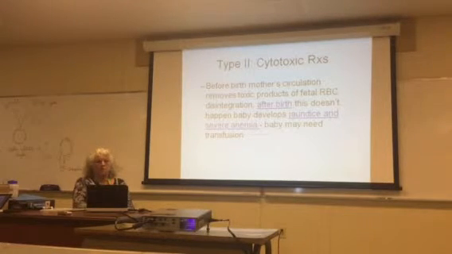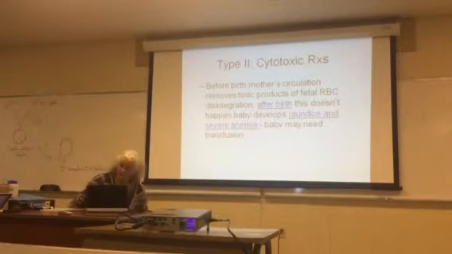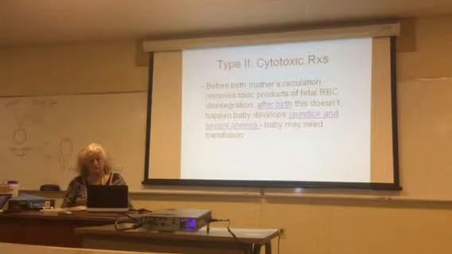Before birth, the mother's circulation removes toxic products of the fetal red blood cell disintegration. But after birth, this doesn't happen, and so these babies develop jaundice and severe anemia, and the baby may need a transfusion. They will even transfuse babies while they're in the womb if they need it.